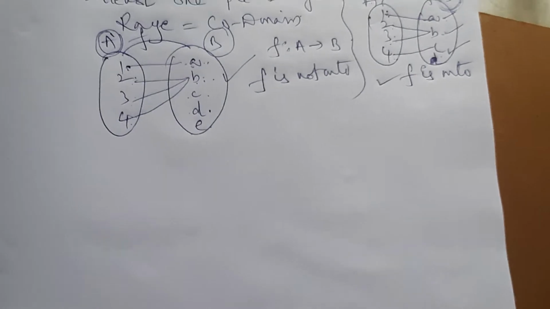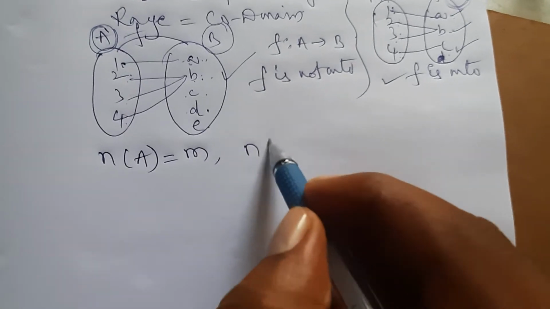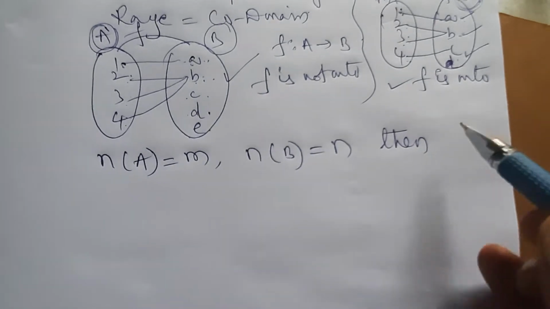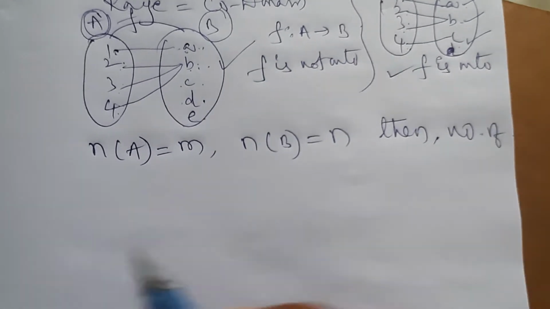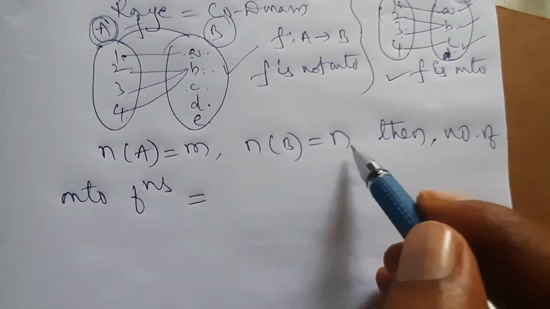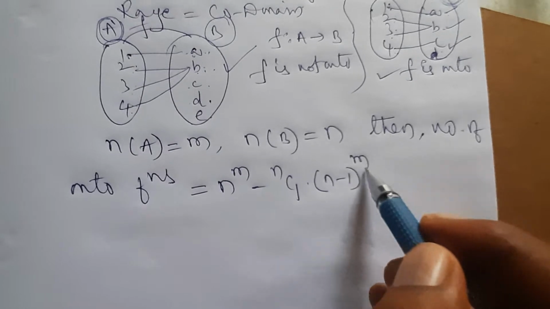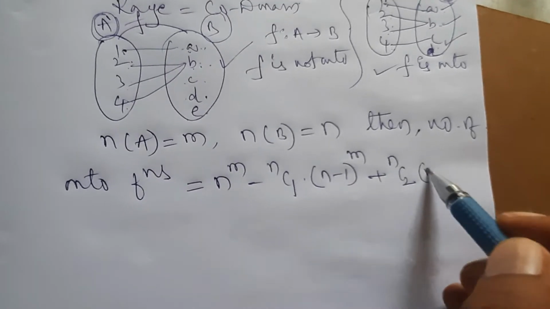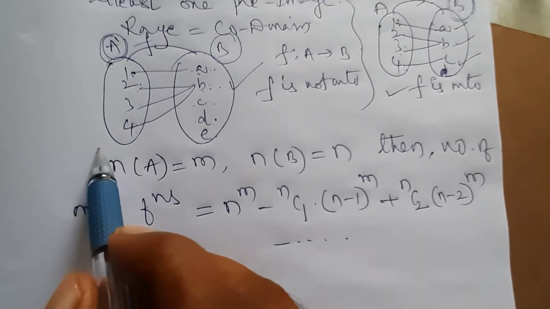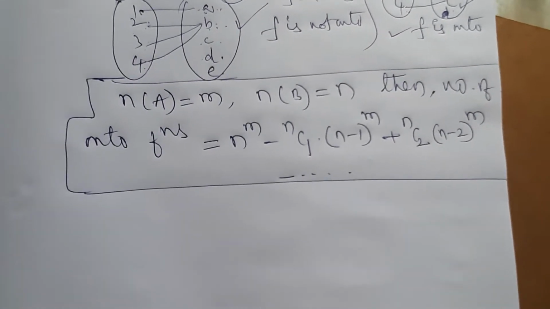Now, for example, n(A) is equal to m, n(B) is equal to n. Then the number of onto functions equals the formula: n power m minus nC1 (n minus 1) whole power m plus nC2 (n minus 2) whole power m minus, and so on like this. This is the number of onto functions formula. Before this, I already gave onto functions.